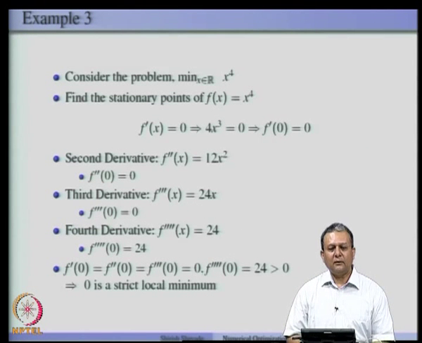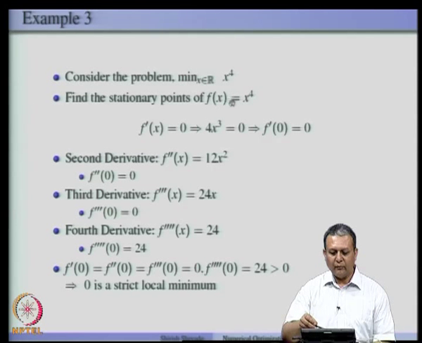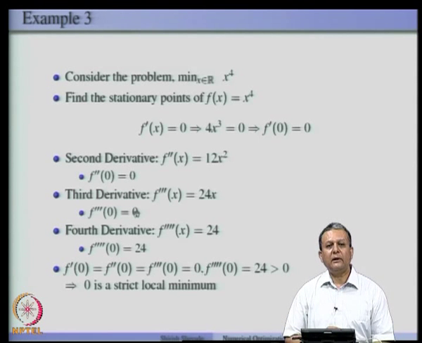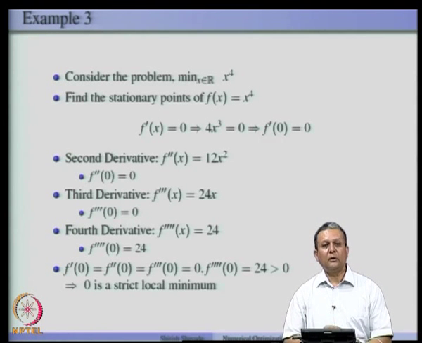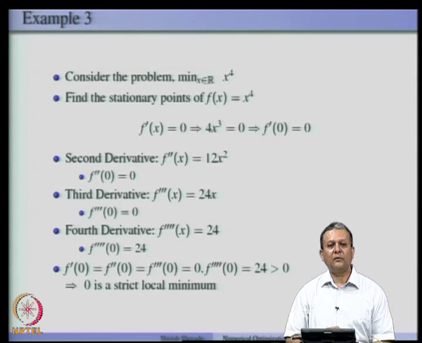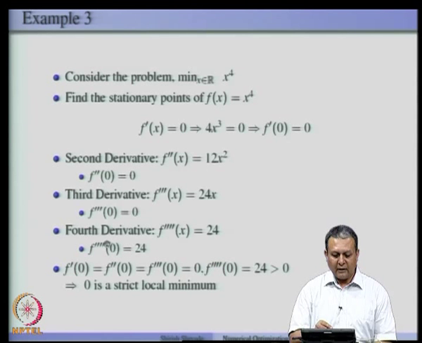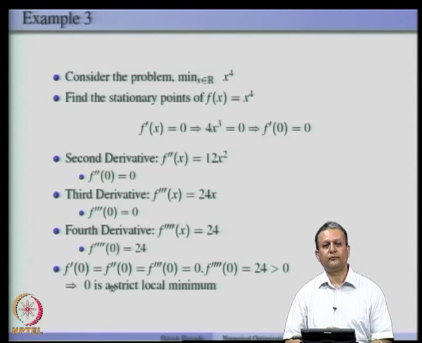Now, if you look at the example x to the power 4, you will see that f4 dash x is 24, which is positive, and all the earlier derivatives, right from the first, second and third, are 0. So, the first non-zero element of the sequence f k x star occurs at k which is even, and the element is positive, which means that 0 is a strict local minimum.